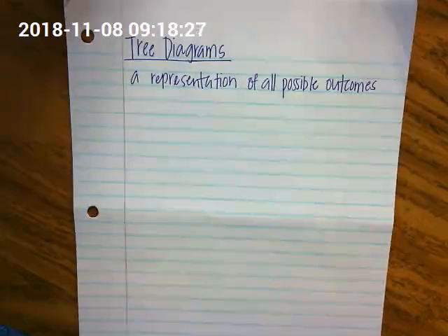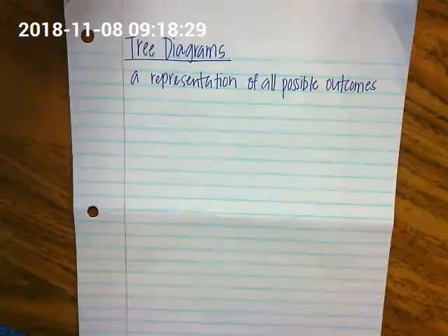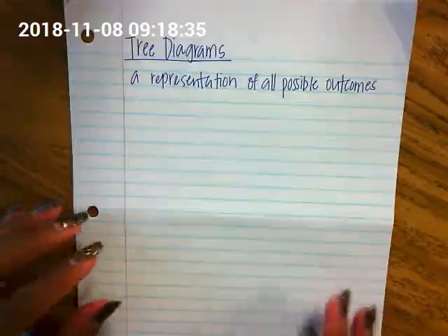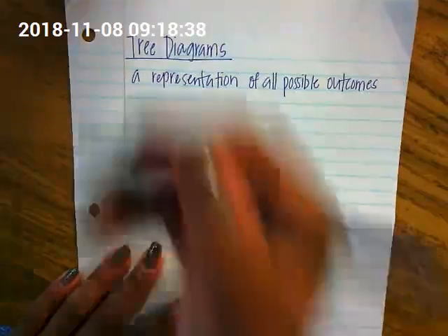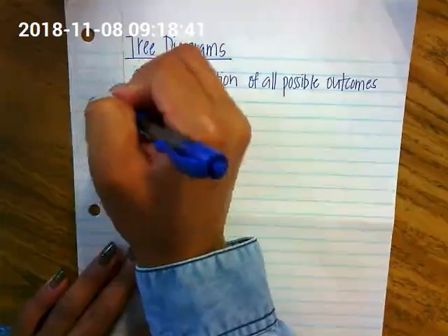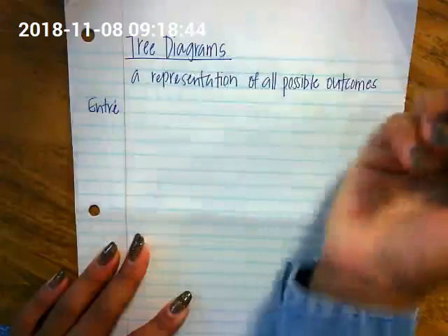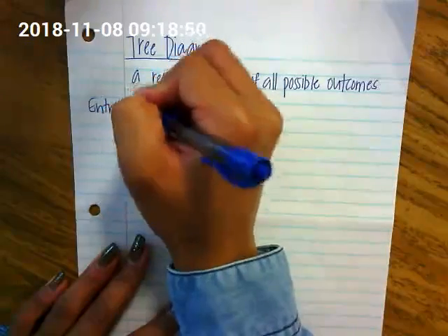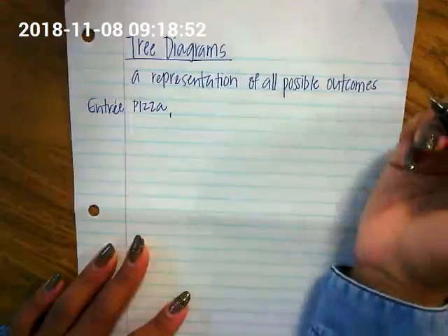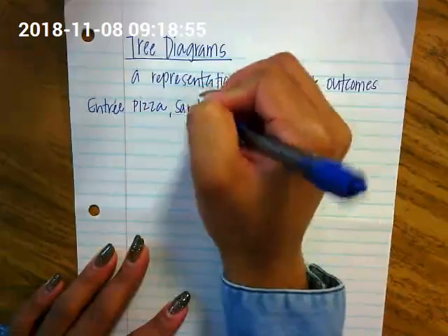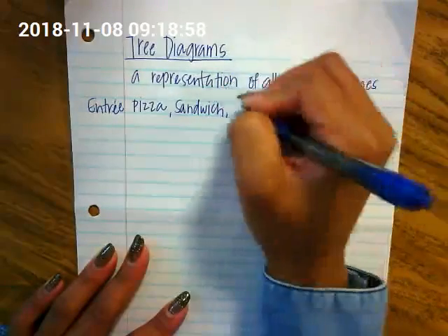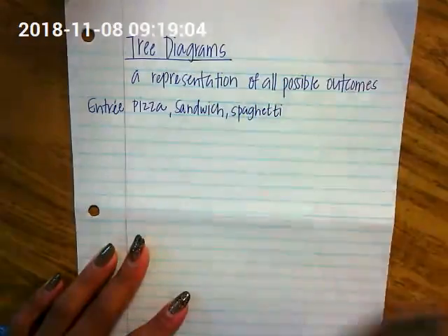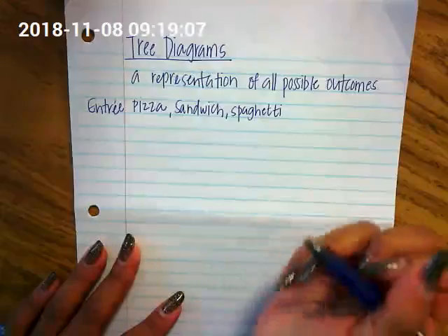So let's start with a basic example. We're trying to figure out what we want to eat for lunch. So our options for our entree are pizza, a sandwich, or spaghetti.